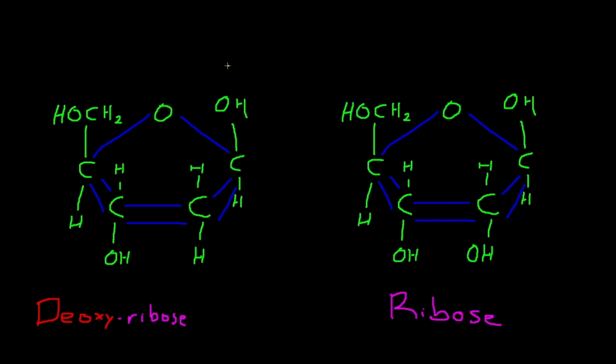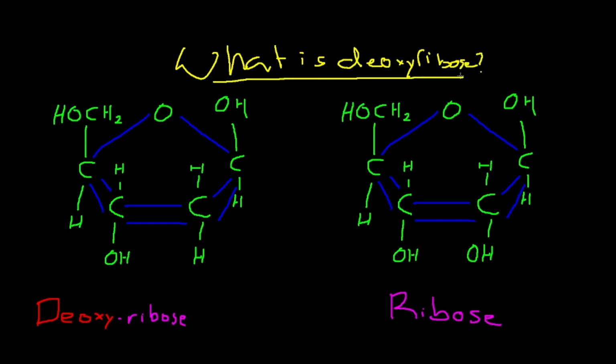One of the first things we can do is ask ourselves, what is deoxyribose? We can split this term up into two parts. Deoxy just means to lose an oxygen atom, and ribose is just our sugar.